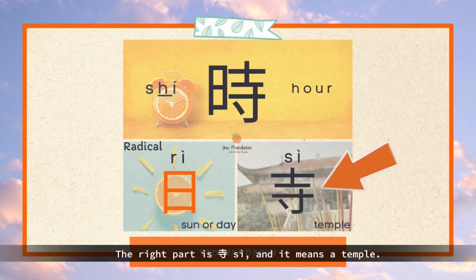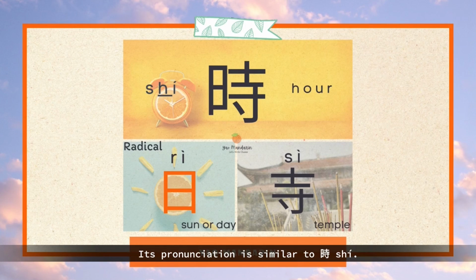The right part is 四. It means a temple. Its pronunciation is similar to 时. 时 is the second tone, while 四 is the fourth tone.